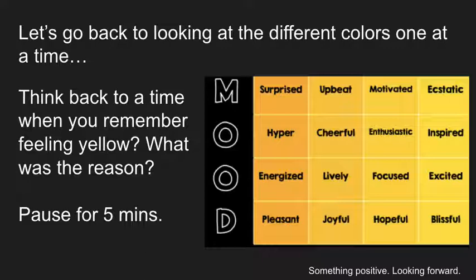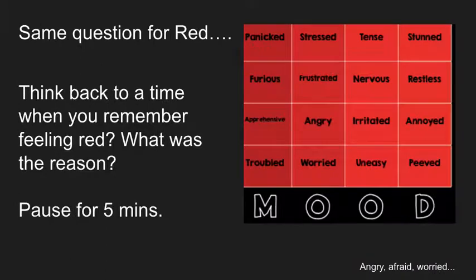All right, we're going to move on to the next color. Okay, this is going to be the same question for red. So whenever you pause this video for 5 minutes, you're going to be thinking back to a time when you remember feeling red and what the reason was for that. Remember that red quadrant has those big, strong, not so good feelings, like when you're angry or afraid or worried. So go ahead and pause the video for 5 minutes, have that conversation about what was the reason why you felt red in the past, and then come back to the video.